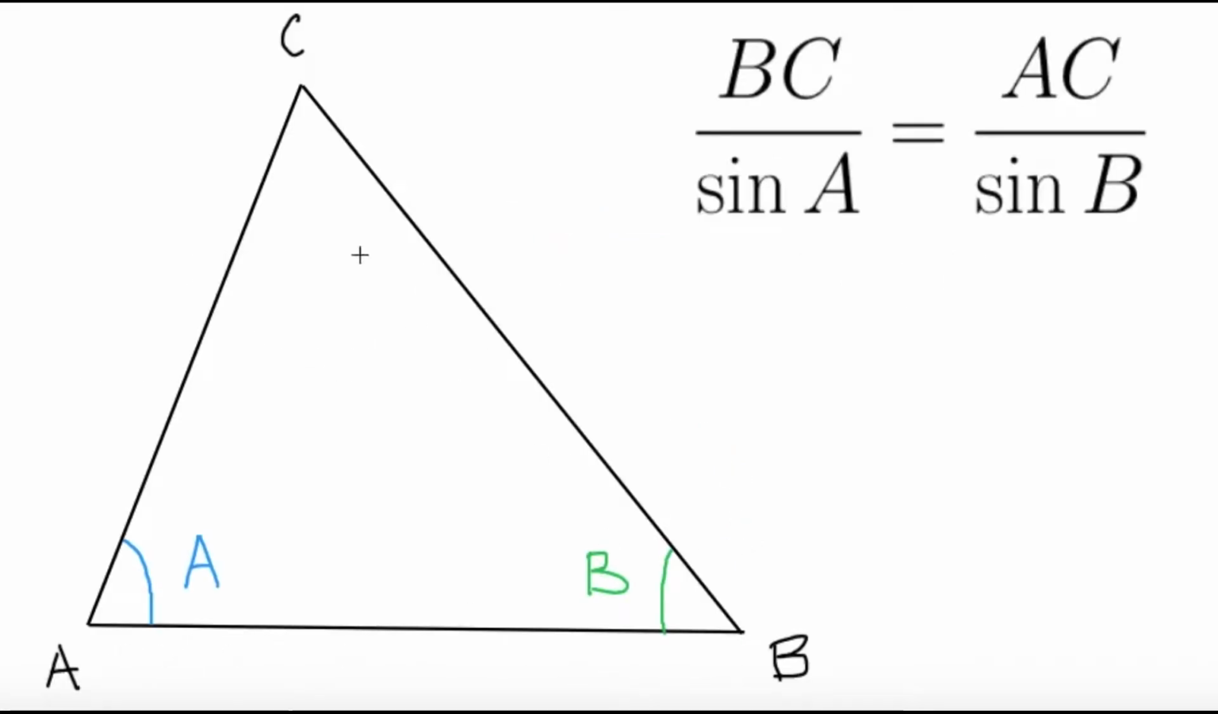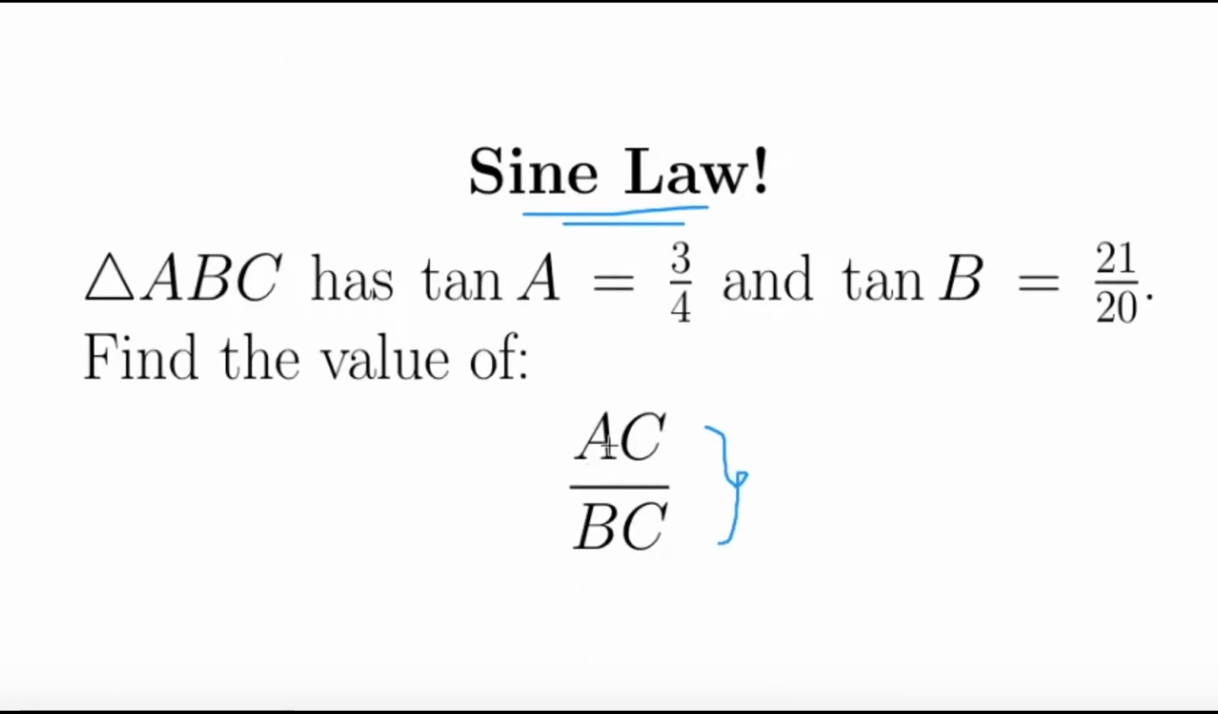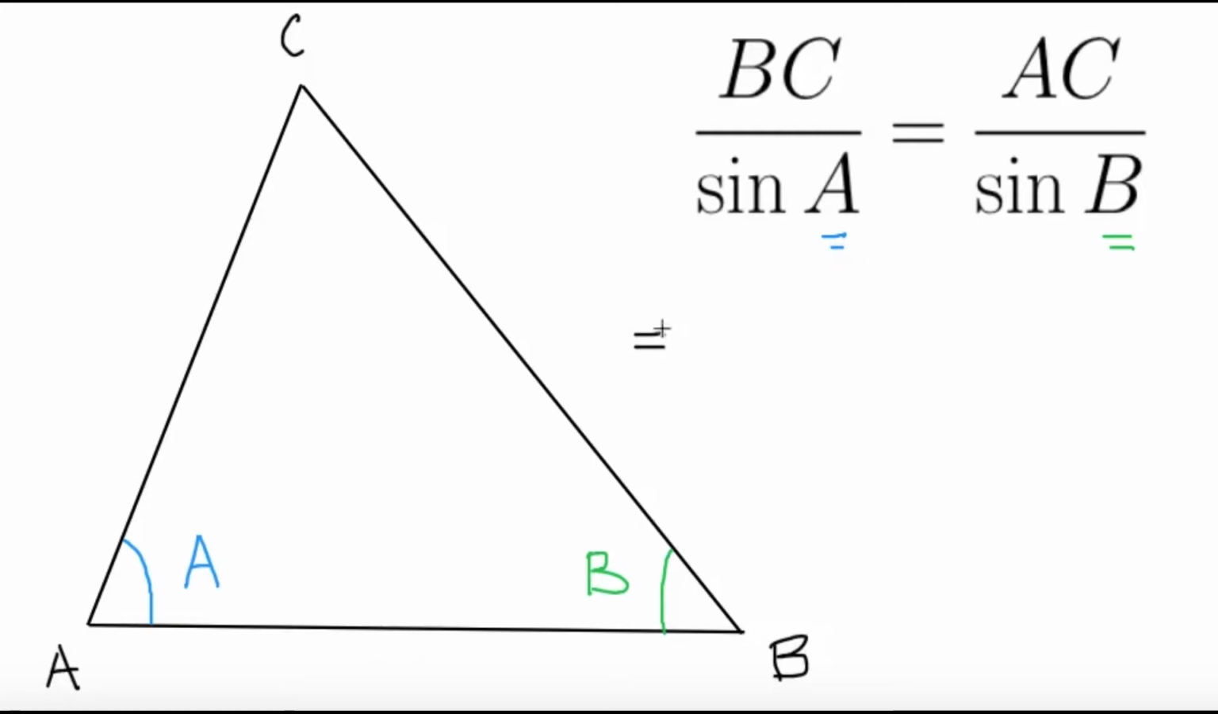Suppose we have triangle ABC here, so angle A is the angle at vertex A and angle B is the angle at vertex B. The following equation will hold, and this is because of the sine law: BC over sine A is equal to AC over sine B. Note how we have ratios that are equal. Simple manipulation gives us the desired ratio: AC over BC is equal to sine of B over sine of A.